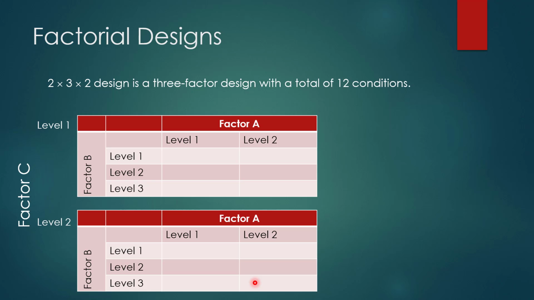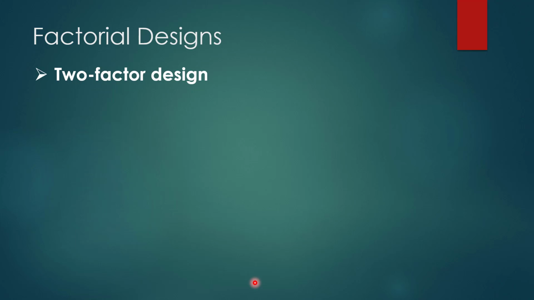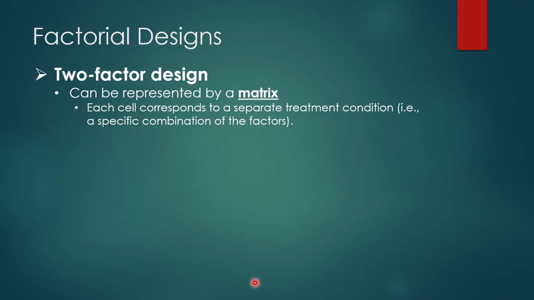There's level 1 and there's level 2. So as we saw on the previous slide, the two-factor design can be represented as a matrix. And we're going to limit ourselves to talking about two-factor designs in this chapter just for simplicity. As we also saw, each cell corresponds to a separate treatment condition or a specific combination of the factors.